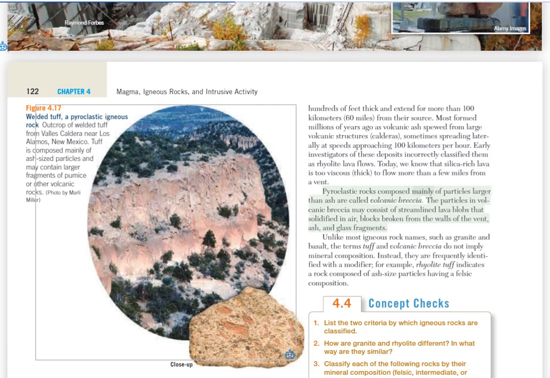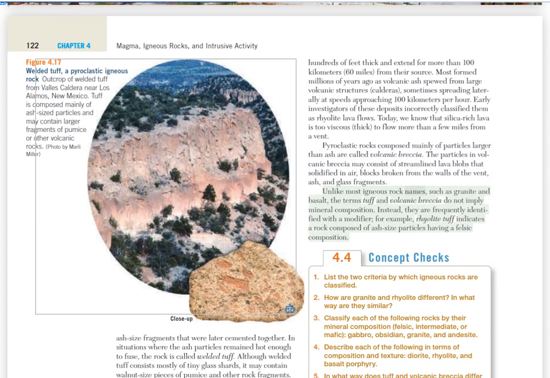Today, we know that silica-rich lava is too viscous to flow more than a few miles from a vent. Pyroclastic rocks, composed mainly of particles larger than ash, are called volcanic breccia. The particles in volcanic breccia may consist of streamlined lava blobs that solidified in air, blocks broken from the walls of the vent, ash, and glass fragments. Unlike most igneous rock names, such as granite and basalt, the terms tuff and volcanic breccia do not imply mineral composition. Instead, they are frequently identified with a modifier. For example, rhyolite tuff indicates a rock composed of ash-sized particles having a felsic composition.